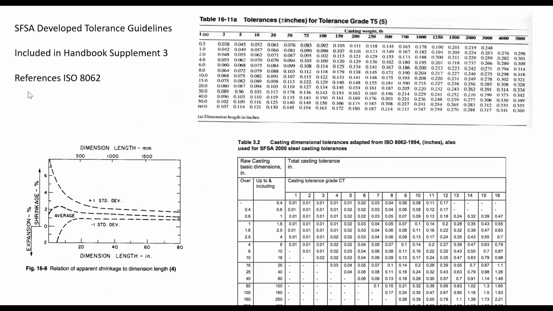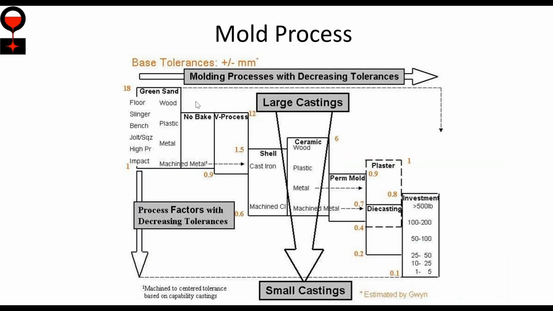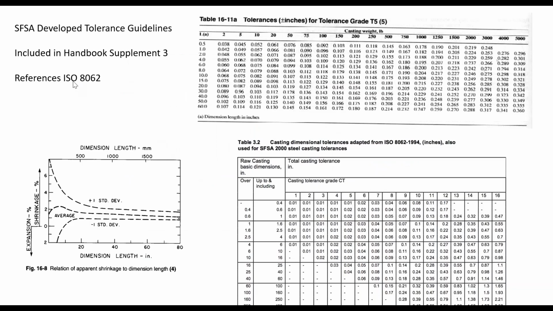We do have tolerance guidelines. These are in our Handbook Supplement 3. Our traditional tolerances are these tolerance grades, so you may see those on some old drawings. We now point people to ISO 8062, and we give guidance on what levels are appropriate in Handbook Supplement 3. Different processes, different casting sizes, and different volumes of casting production can meet different tolerance standards. So we want to be sure that we pick out the appropriate ones, and 8062 gives some guidance there.